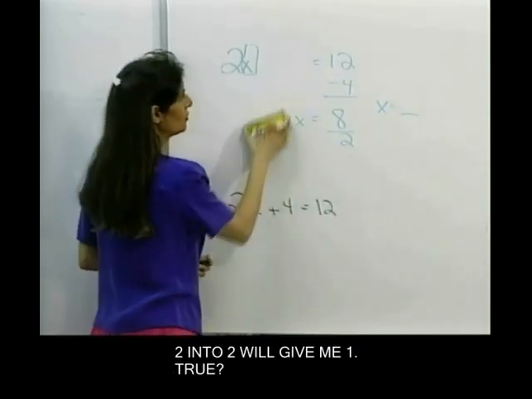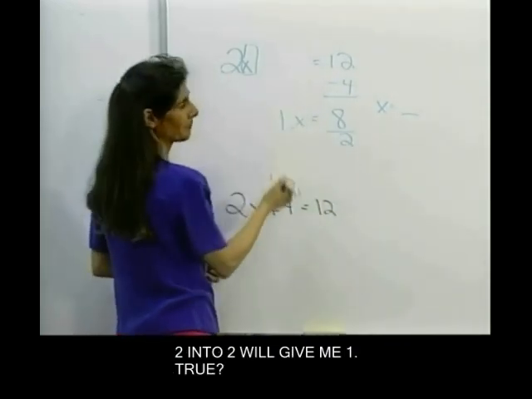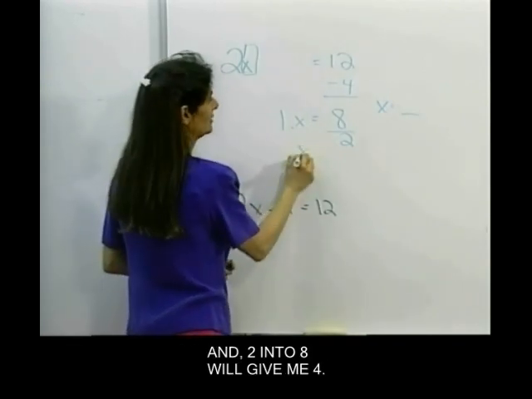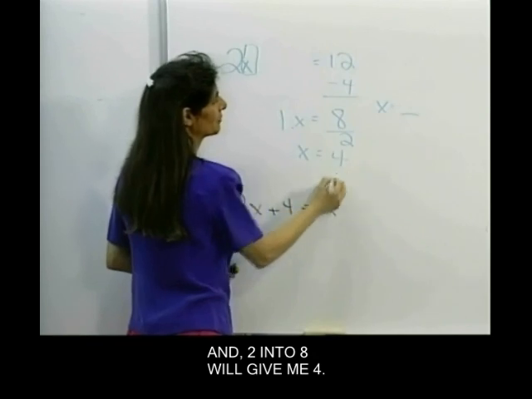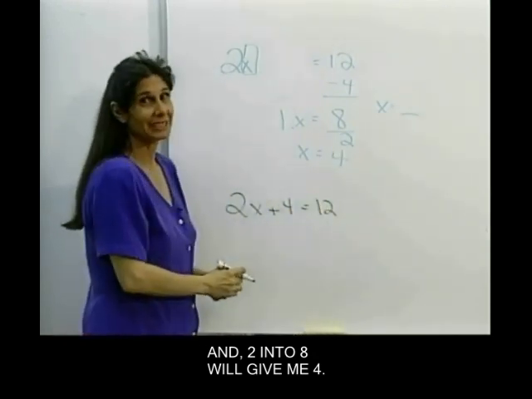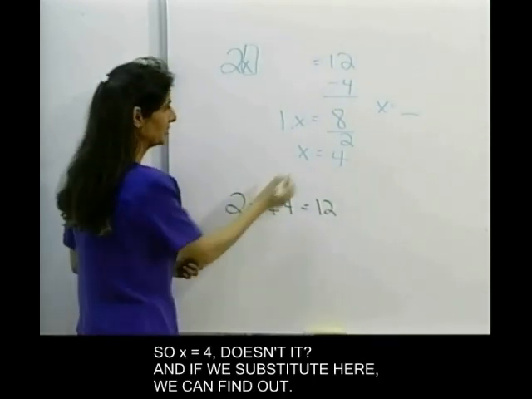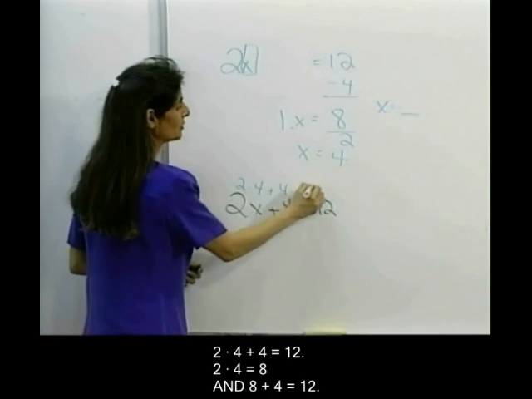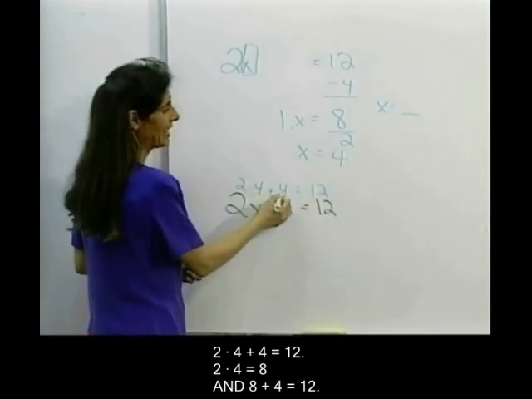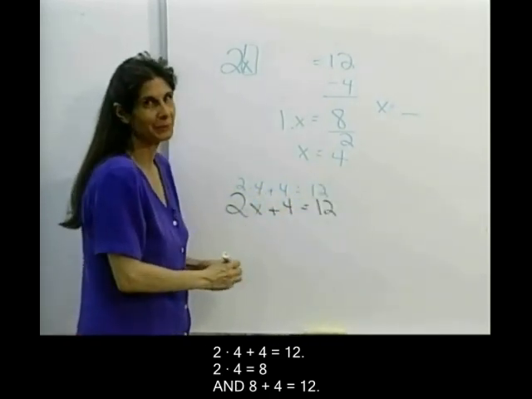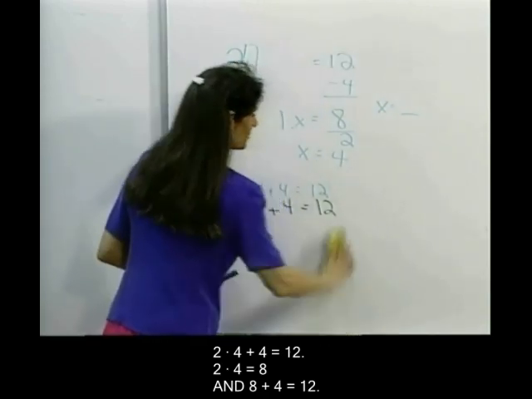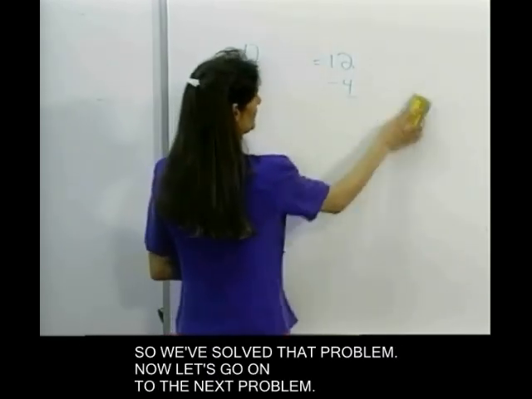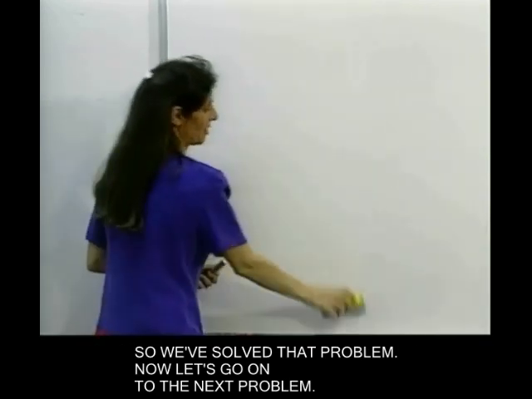2 into 2 will give me 1. True? And 2 into 8 will give me 4. So x equals 4, doesn't it? And if we substitute here, we can find out 2 times 4 plus 4 equals 12. 2 times 4 is 8, and 8 plus 4 equals 12. So we solved that problem. Now let's go on to the next problem.